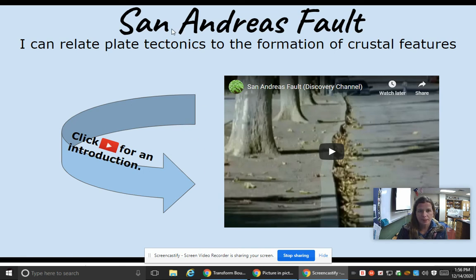Today we're going to look at the San Andreas Fault. I can relate plate tectonics to the formation of crustal features. So you guys will click here on the video for an introduction of the San Andreas Fault in California.